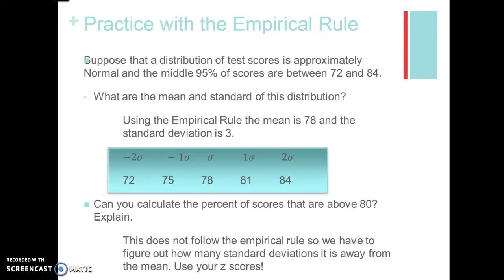So every single time we add 3: if we start at 72 and add 3, that gives us 75, add 3 to get 78, add 3 to get 81, add 3 to get 84. So can we calculate the percent of scores above 80? Well, this is a little bit trickier because this does not necessarily follow the empirical rule, because I don't have an 80 right here. So we need to figure out how many standard deviations it is away from the mean. This is where you're going to use your z-scores.